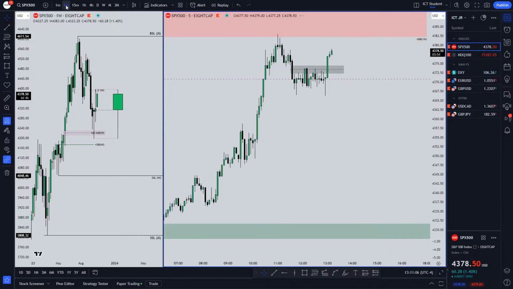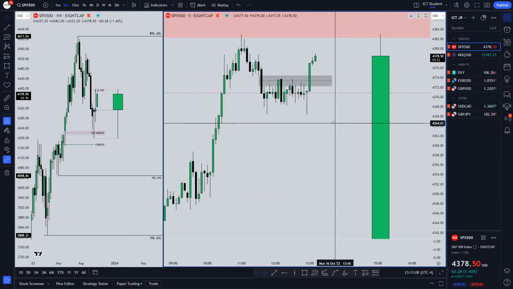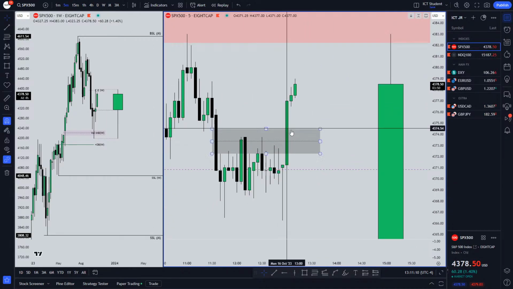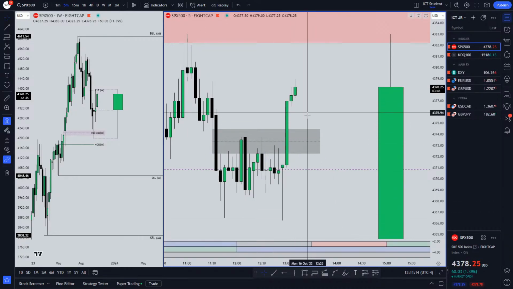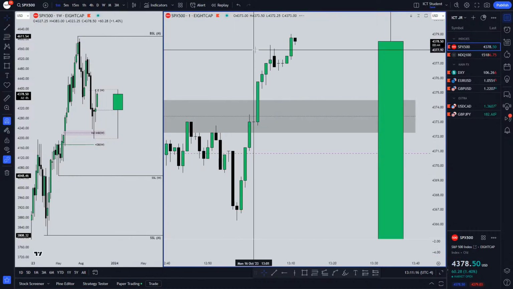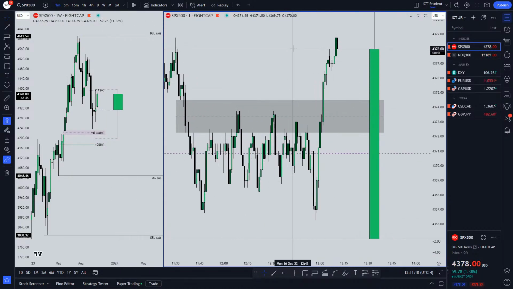Then we're gonna chop, man. So we did create another imbalance here. I just want to see if we can rally up or not. You can come back down and then rally. You can make it, trust.